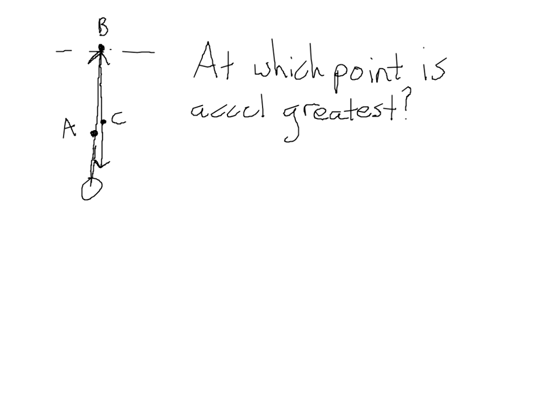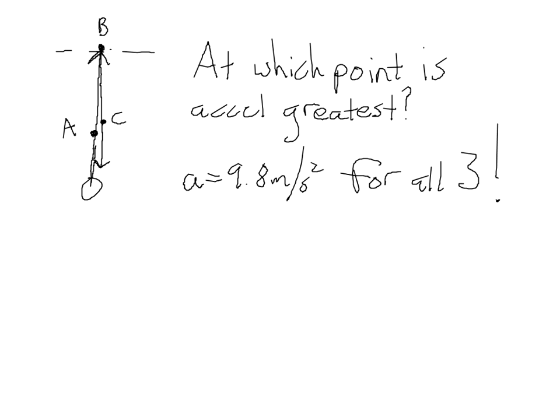All right, well, it turns out that the acceleration is the same at all three points. The acceleration is 9.8 meters per second squared for all three, because this rock is in free fall the whole time. It's being acted on only under the influence of gravity at points A, B, and C. And we just learned that the acceleration for an object in free fall is 9.8 meters per second squared. That means that the acceleration is the same at all three points.